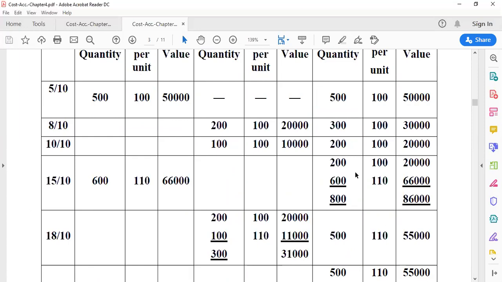What about the balance? What will we do for the balance? Can I put all of them together? No. Why? Because I have 200 equivalent units from the ending balance at 100 LE, but now the new units are at 110. So I cannot add them to each other and select another price.